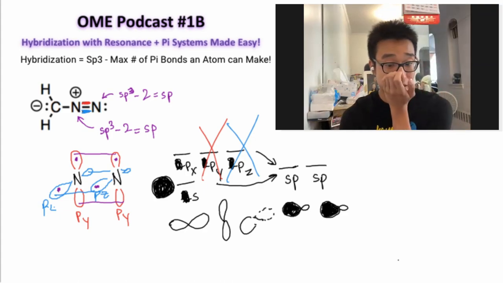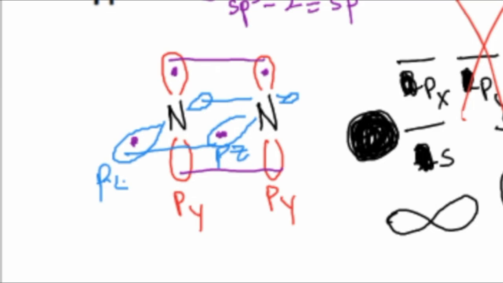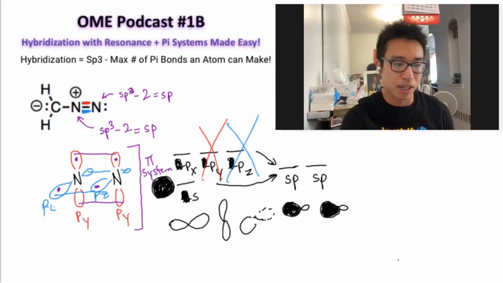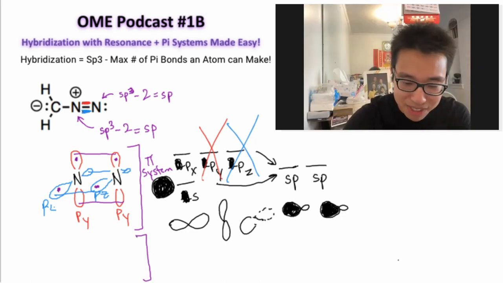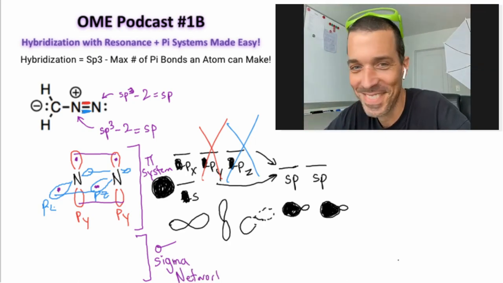So why did I show you guys that? Over here we have the pi system, or the pi network. This is the pi system that we were drawing earlier. Now I'm going to show you what's happening in the network with the SP orbitals. What's this network, Jason? They're going to be part of the sigma system. You got it, the sigma network.